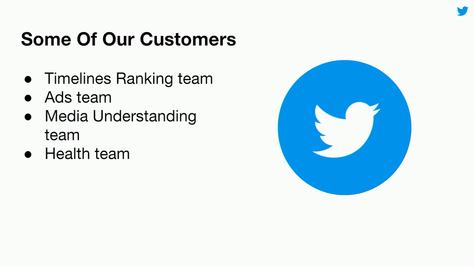So to give you some examples in terms of customers, here we've put five examples. Obviously, this is a subset. So for instance, the first two examples, timeline ranking team as well as ads team, are focused on providing relevant content to Twitter users. The first one is focused on relevant tweets. So when you open the Twitter timelines, essentially it gives you relevant tweets from people you follow. And the ads team is focused on giving you relevant ads. The media understanding team on their side is focused on understanding better what the media content on Twitter is and adding additional metadata that can be used by other teams at Twitter. And the health team is focused on making conversation healthier on Twitter using machine learning.